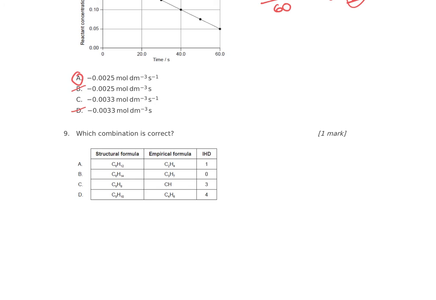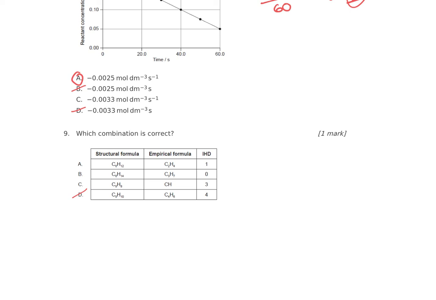Number 9, which combination is correct? So we've got structural and empirical. So remember, the empirical has to fit directly into the structural. So this is a 2-to-4 ratio. So 6-to-12, that would work. 3-to-7, 6-to-14, that would work. CH, yep. C4, so D wouldn't work. So we don't even need to worry about what the IHD is.